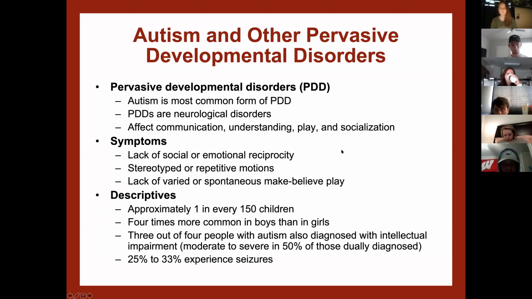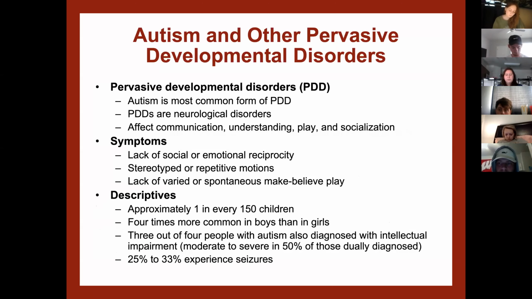Okay, autism. Everybody knows about autism. We've heard about this one. It's a pervasive developmental disorder. It's the most common form of pervasive developmental disorder. It's a neurological disorder. It affects things like communication, understanding, play, socialization.